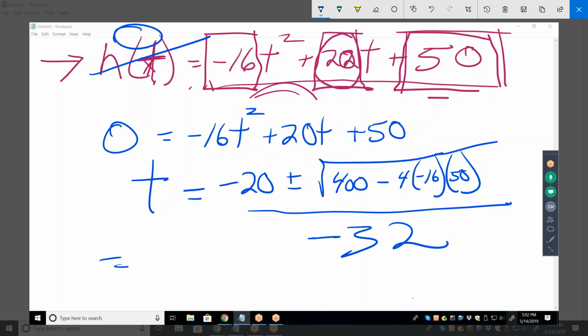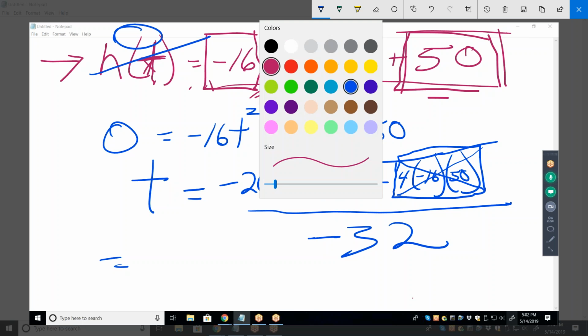So let's simplify this. Now remember, the way you always do this is do these three things first. So you would multiply negative 16 by 50. You know what I would do? I would multiply 4 times 50, which is 200. Okay. Times negative 16 is minus 3,200. So this whole thing I can replace with minus 3,200.